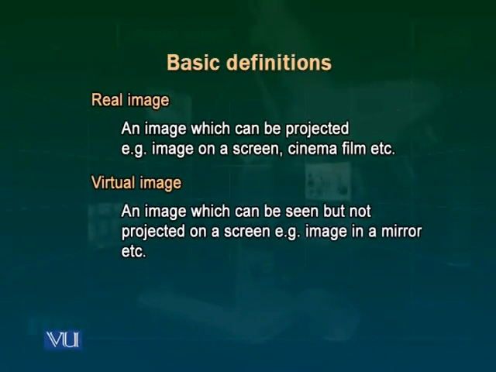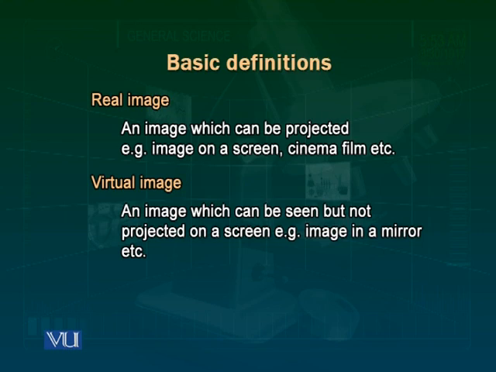Another couple of definitions. We will define these as we go on. What is a real image and what is a virtual image? Any image which we can project on a screen is a real image. So the image which you are seeing of me on your television screens is a real image because it is being projected on your screen. A virtual image cannot be projected on a screen.